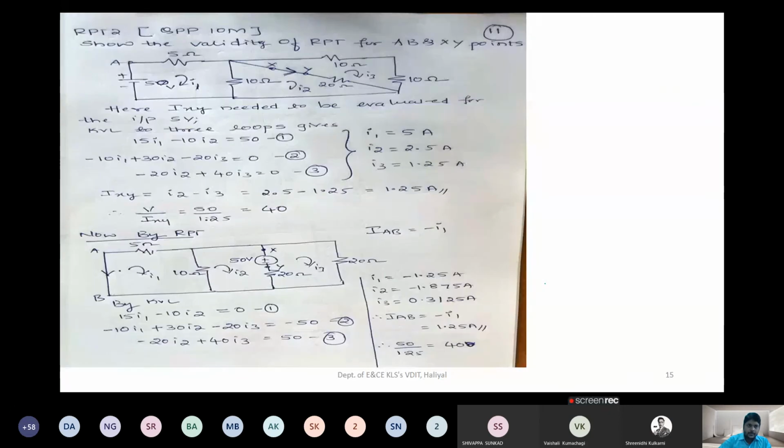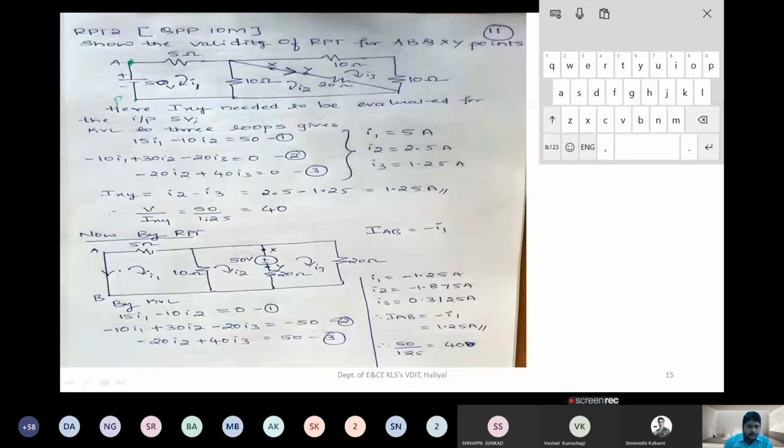Okay, fine. So we'll take up the last but one problem here. This is again with respect to the reciprocity theorem only. See how the question is asking: show the validity of the reciprocity theorem for AB and XY points. Here we have the AB point, this is A, this is B point, and the XY point. So here you should see that they have not mentioned where the input is and where the output is. They have simply mentioned this.